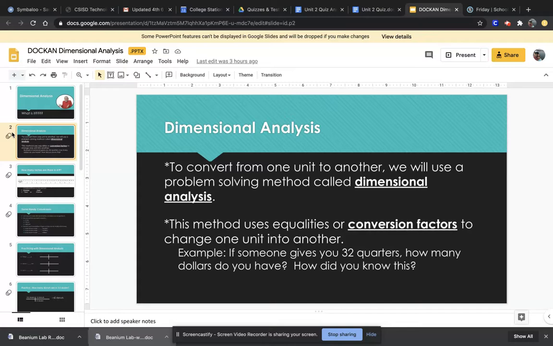To convert from one unit to another, we will use a problem-solving method called dimensional analysis. This method uses equalities or conversion factors to change one unit into another. For instance, 32 quarters, we're asking how many dollars we have. We're going to say that there's $8. Some of us can do this in our heads, but we know this because there are 4 quarters in every dollar. That's called a conversion factor.